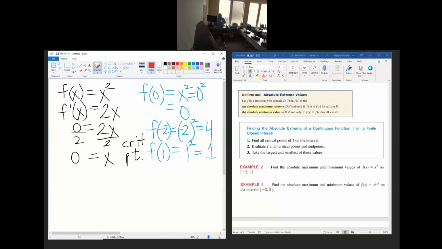Now we can determine the absolute extrema. Out of all three answers, 0 is our smallest value. So 0, or x equal to 0, is our absolute minimum. And 4 is the largest answer we got. So x equal to 4 is your absolute maximum.